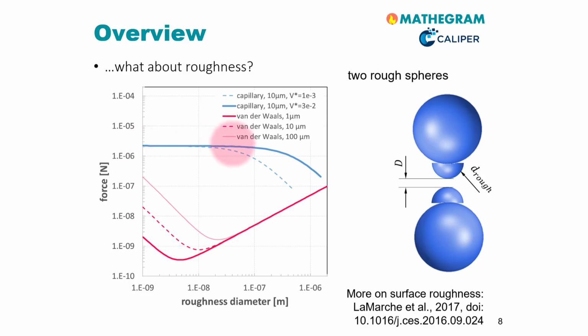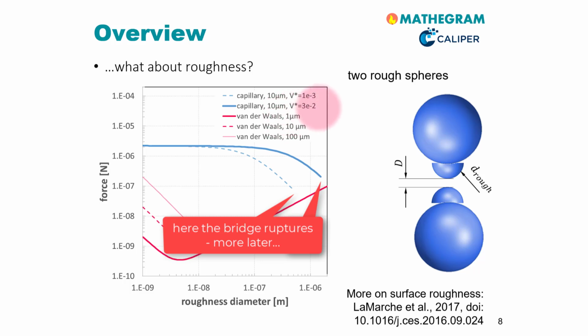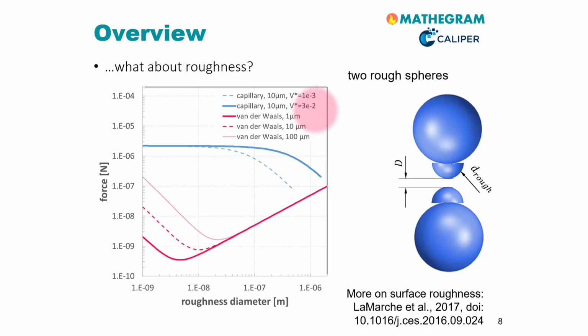For the capillary force, you see an interesting behavior. You see that depending on the bridge volume, V star here is nothing else as a dimensionless bridge volume that you will see later, has an important effect on when the surface roughness matters. So for a large bridge volume V star, you see that for a very large range of the roughness diameter, there is almost no effect on the capillary force.